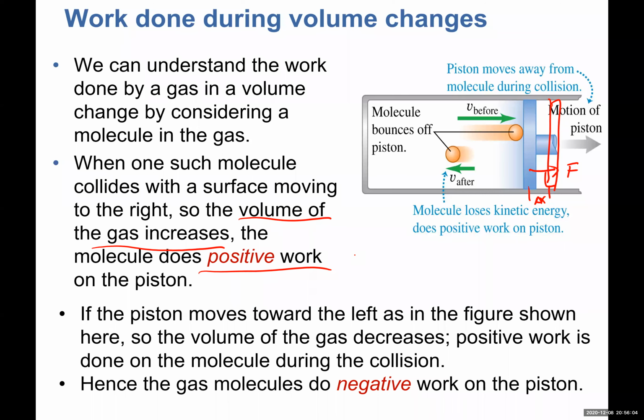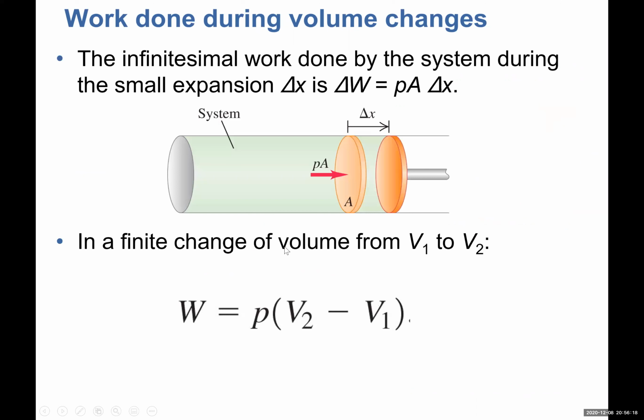Whenever the volume of the gas increases, the molecules do positive work. But whenever the volume decreases, the molecules do negative work. So work is negative if the volume decreases. Now, using that, we can set up an equation for the work done. When there is a change in volume, the work done involves V2 minus V1.